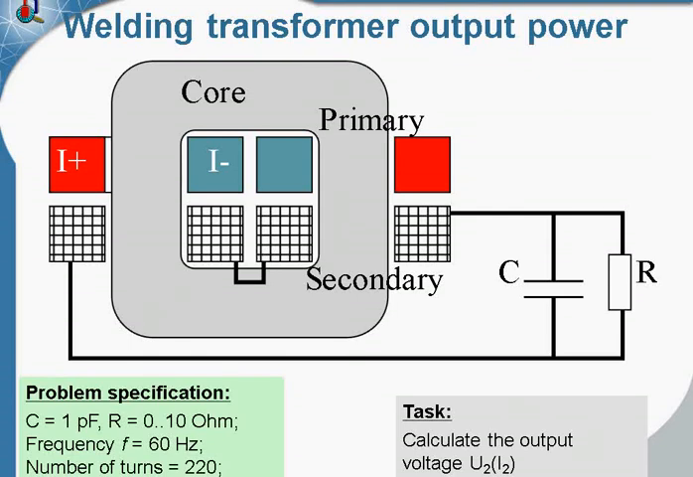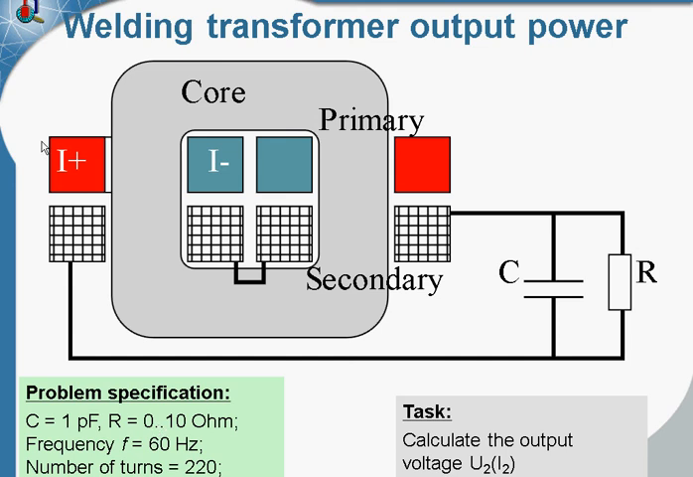Welding transformer output power. In this example we have a simple single-phase transformer. This transformer is of the old type used for welding applications. In the transformer we have the core, the primary winding and the secondary winding connected to the variable load. The load includes a 1 picofarad capacitor and the variable resistor.